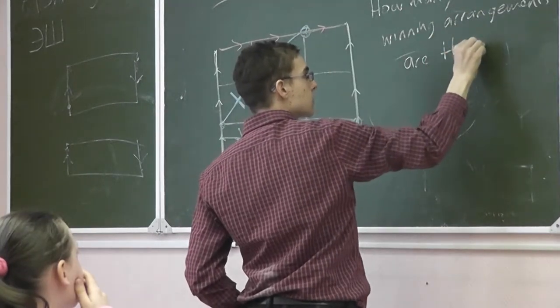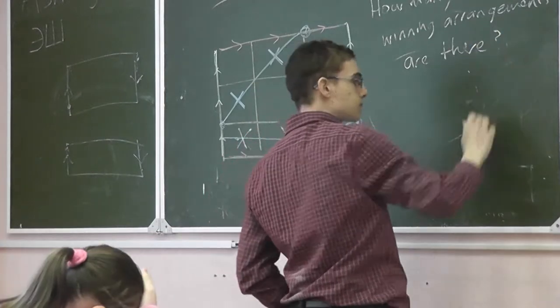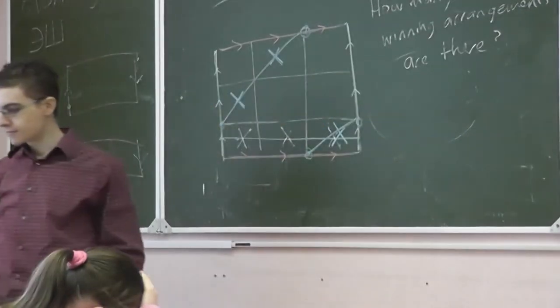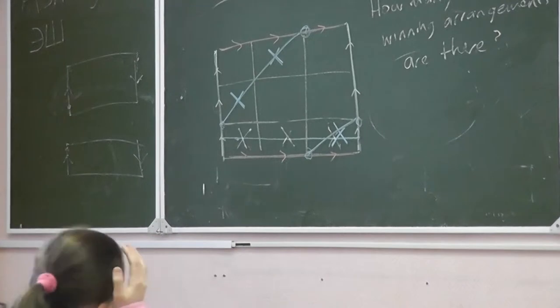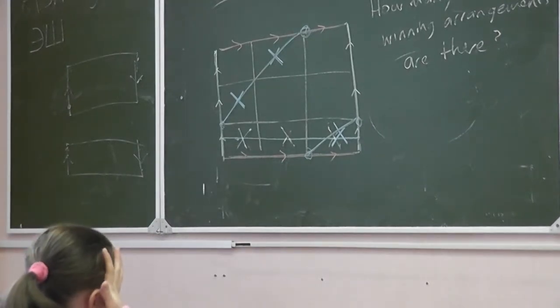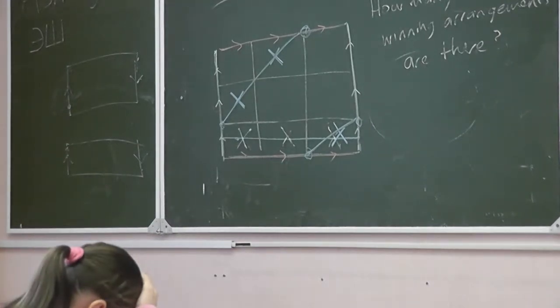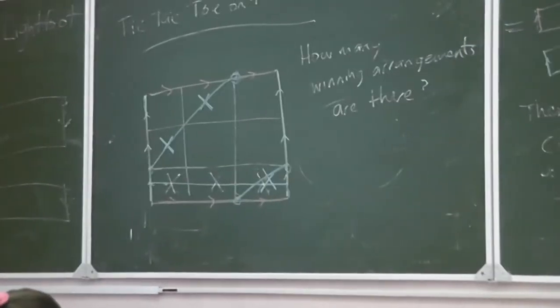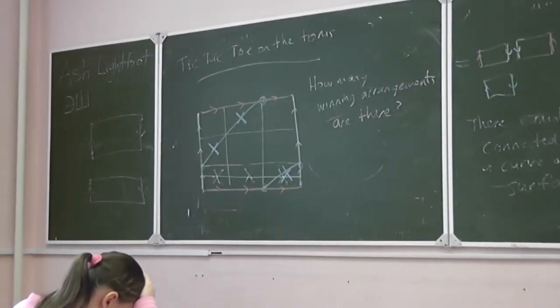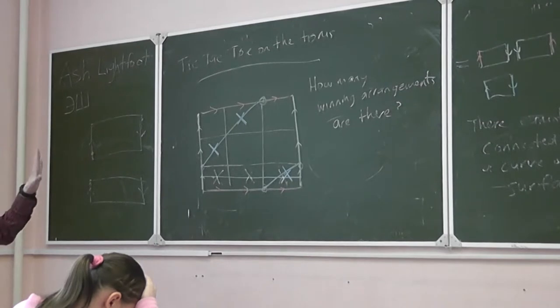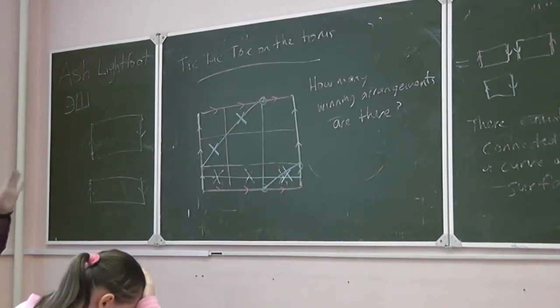You mean all of them? I mean, if I just rotate that by 45 degrees. Oh wait, no, by 90 degrees. Is it another winning condition or the same one? If I rotate my condition by 90 degrees, is it just the same? On my diagram, if the X's are in different places, then they'll be different.